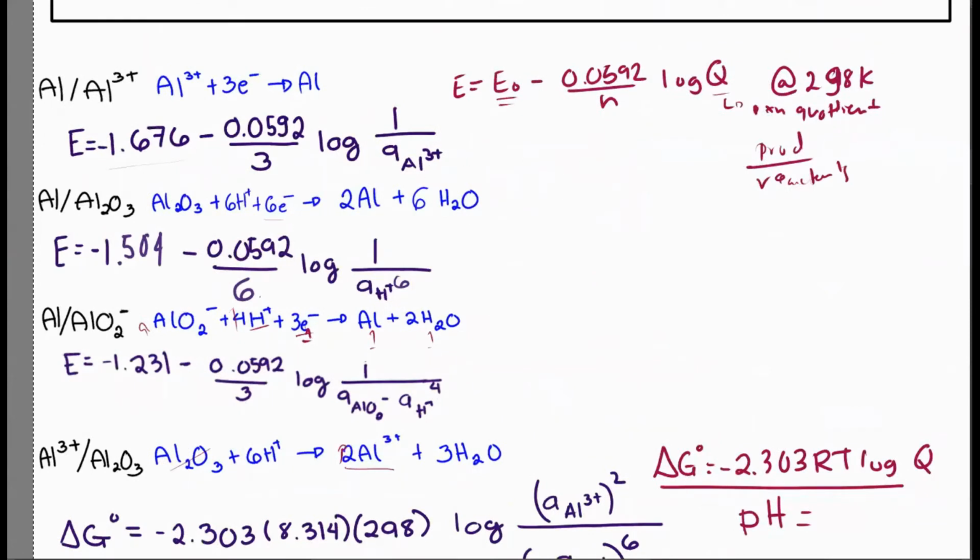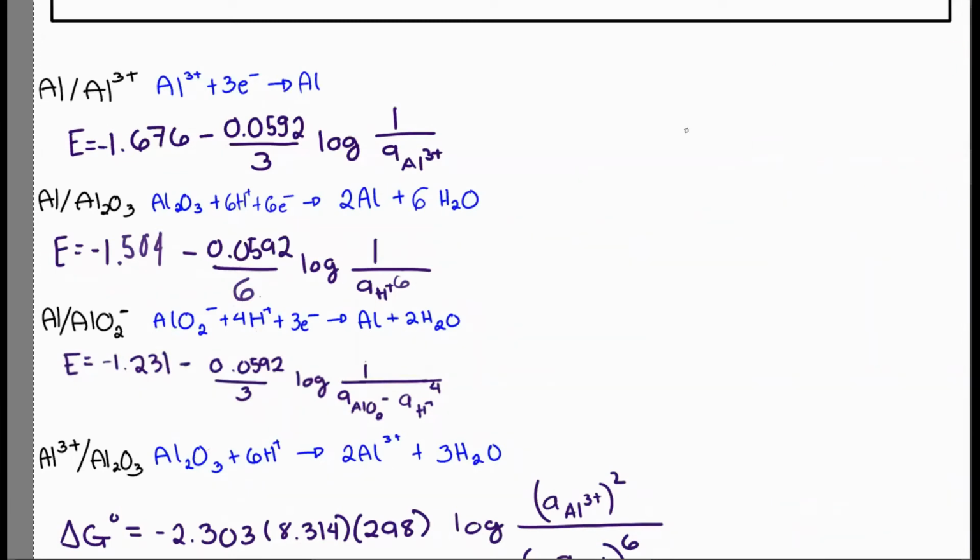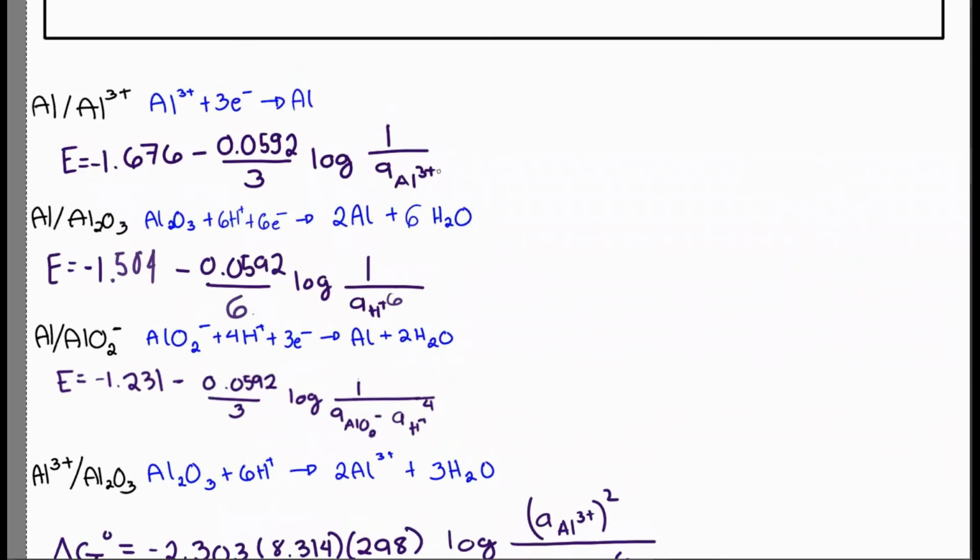So first, let's look at this one. E is equal to negative 1.676 minus 0.0592 over 3 times logarithm of 1 over the activity of Al3+. Yung E naught natin here is 1.676. We assume that Al3+ is at a concentration of 0.001. So logarithm of 1 over 0.001, this would become 3. 3 over 3, this is 1.